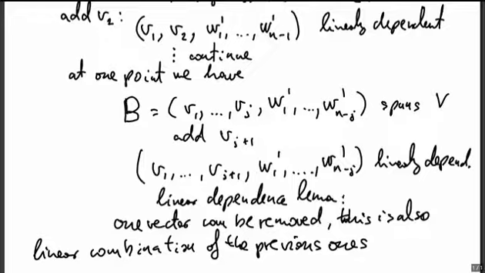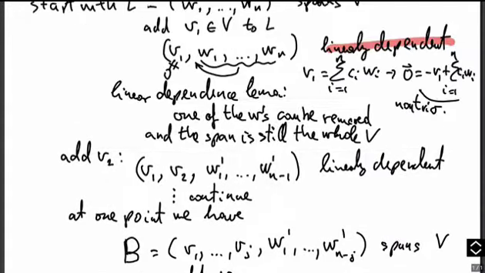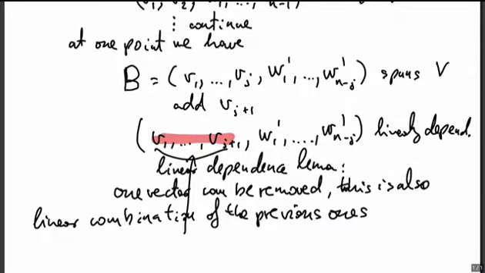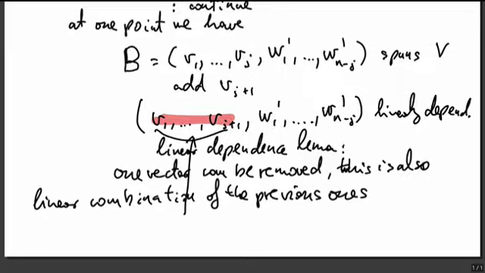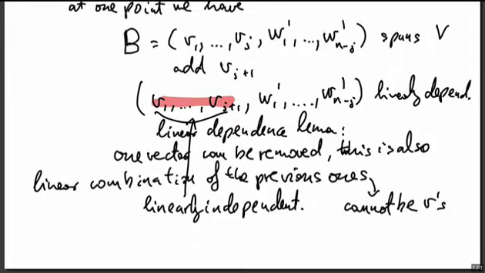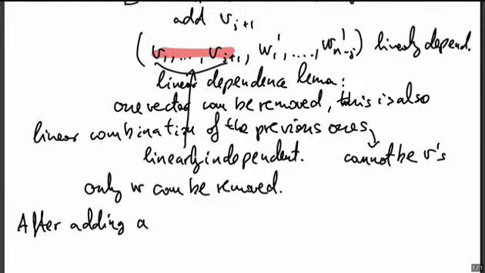Because the vj's are linearly independent, since these are from list M, none of them can be expressed as a linear combination of the previous ones. So the one that we can remove, which is a linear combination of the previous ones, cannot be any of the v's. That means that we can only remove a w. Let me summarize this process. After adding a v vector, we can always remove a w vector.